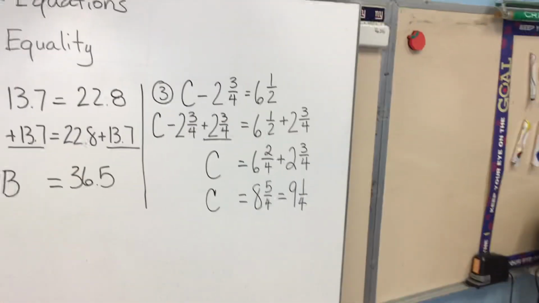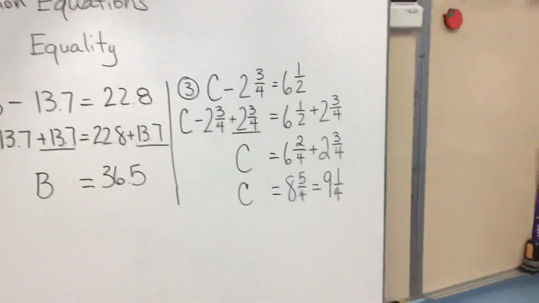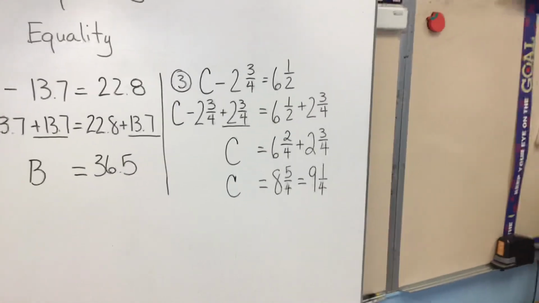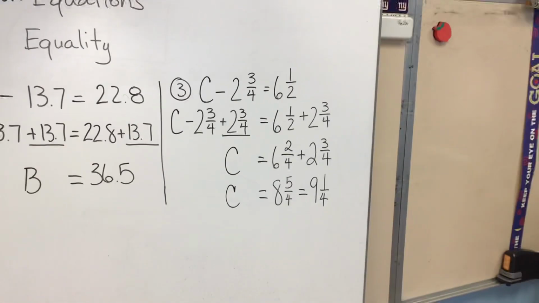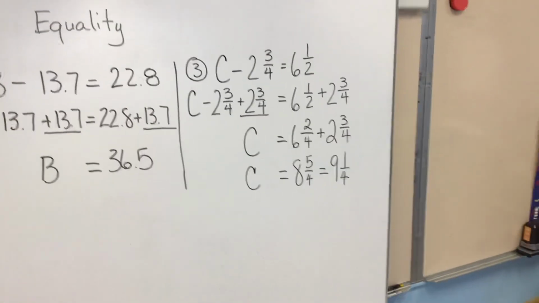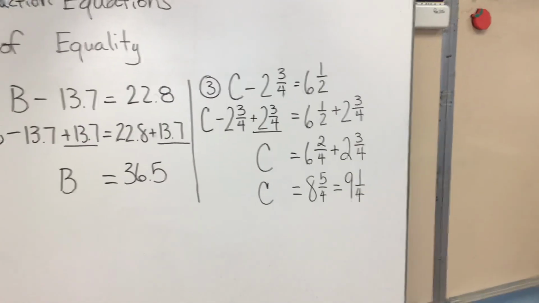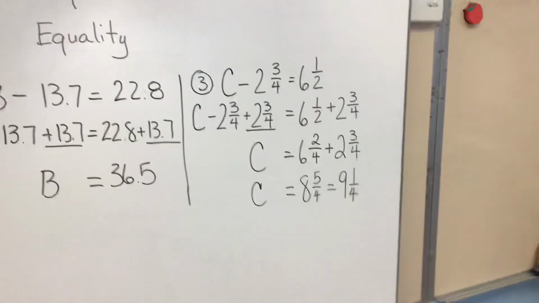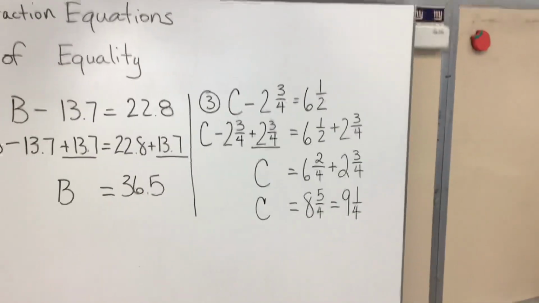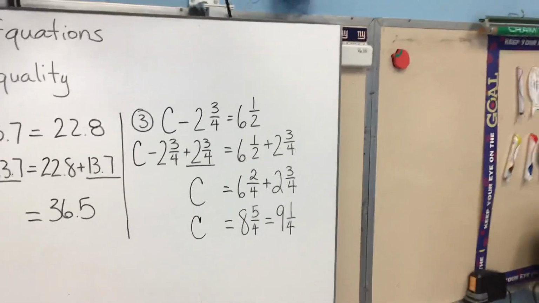For my last example, I chose to use mixed numbers because I know how much students just love fractions. Said no student ever. So I have c minus 2 3/4 equals 6 1/2. I know I have to add 2 3/4 to both sides. Oops, I did not add the little line on the right side, but you know what I mean. So when I do that, I isolate and get the c by itself, but I wanted to put the extra steps in so you could see where the numbers came from.